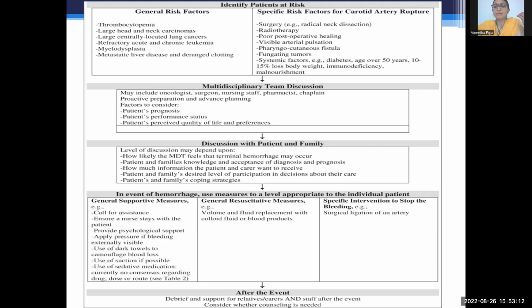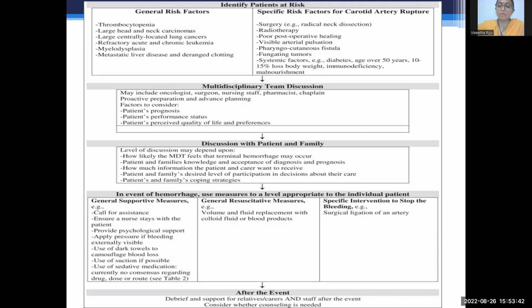You can transfuse the patient with colloids or blood products to bring up the blood pressure. There's probably going to be a huge fall with all the bleeding. And again, specific interventions like ligation of the artery. Say, suppose a patient comes to you with severe uterine hemorrhage as a part of his CA cervix, probably you can go for an intervention like ligating the uterine artery, right?